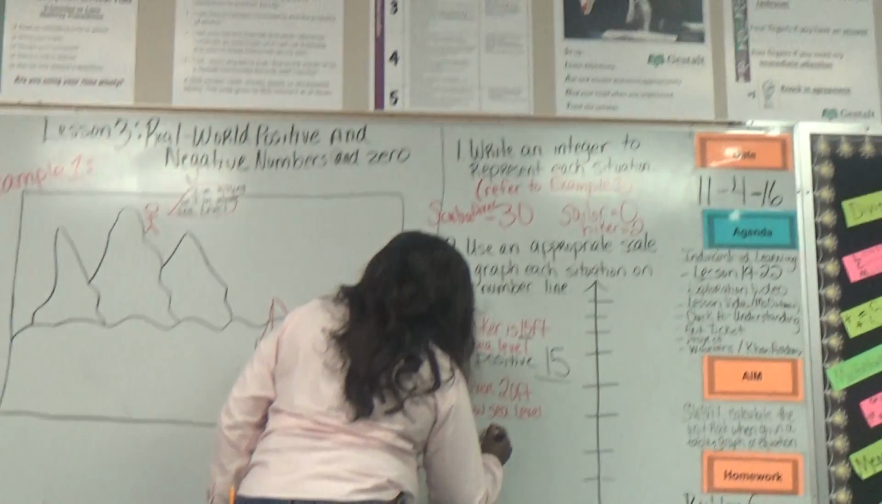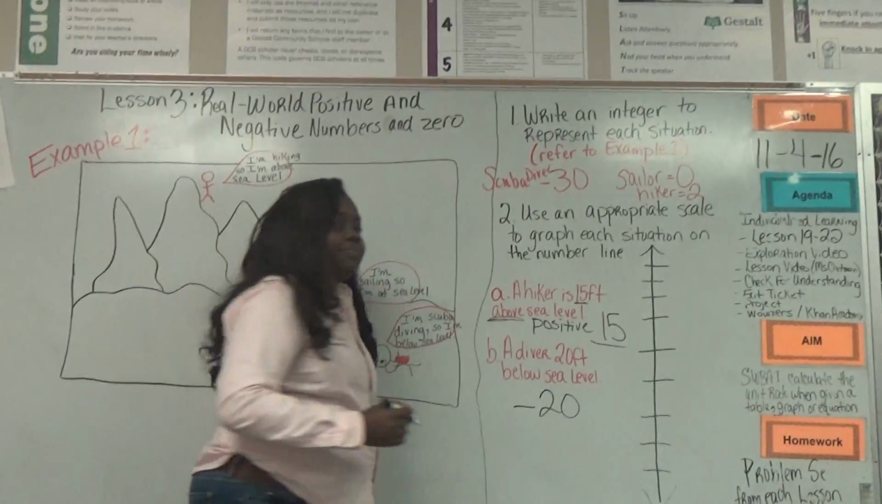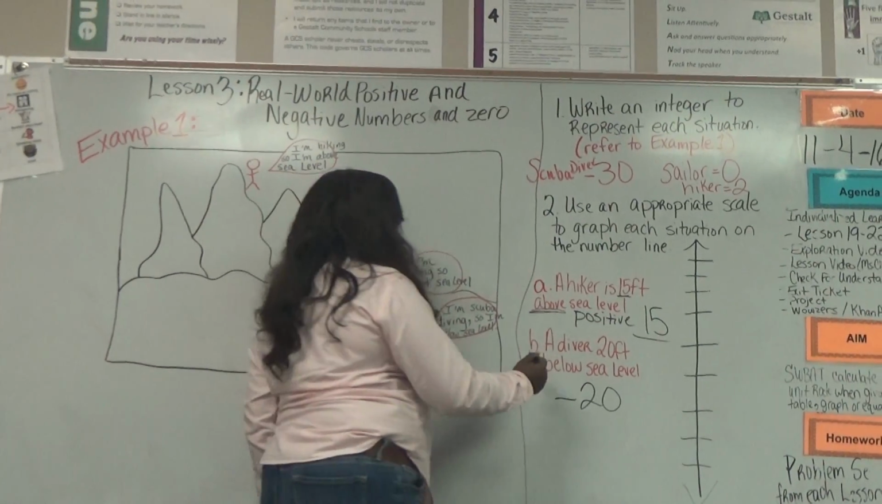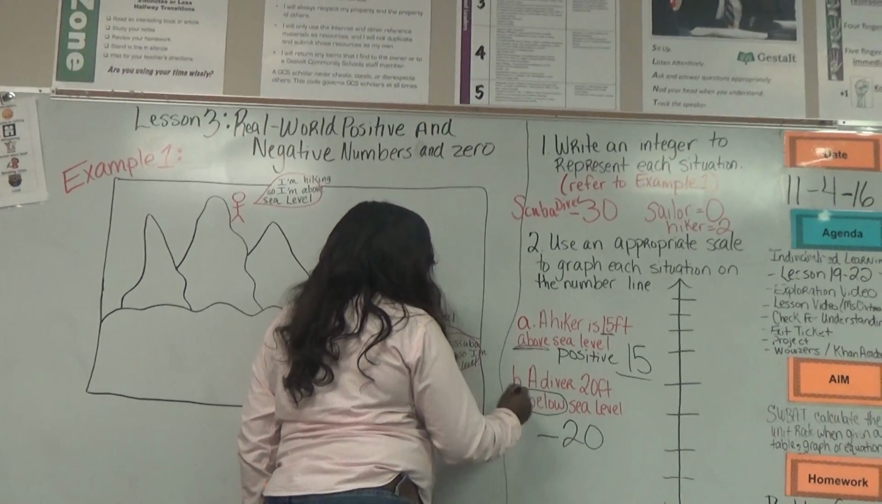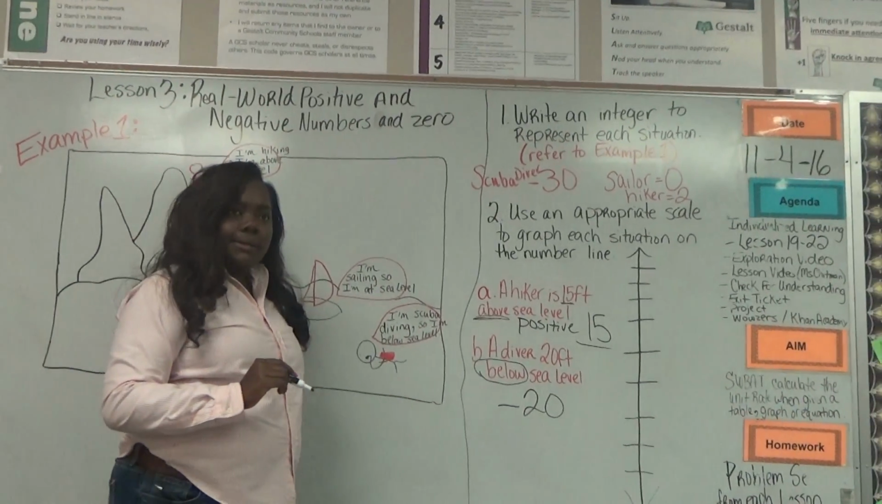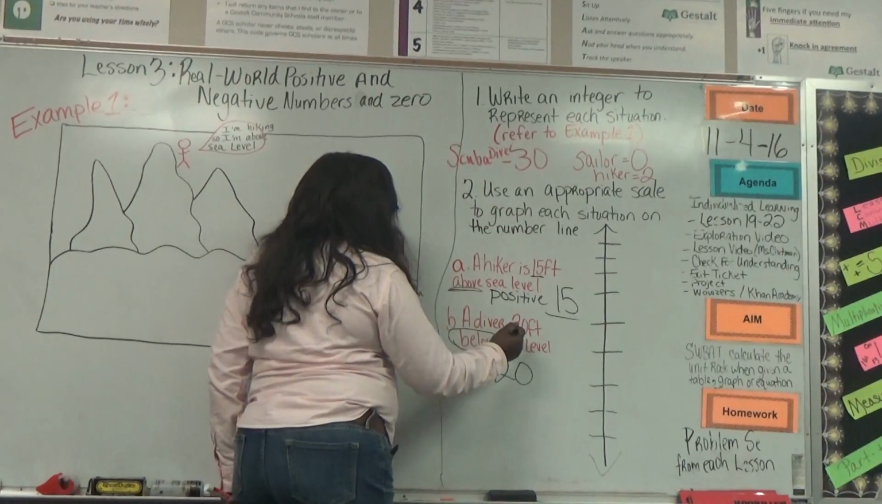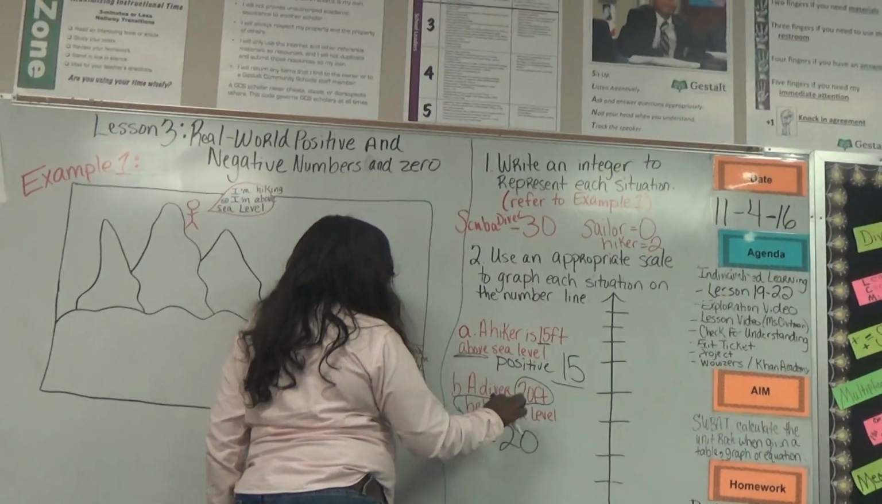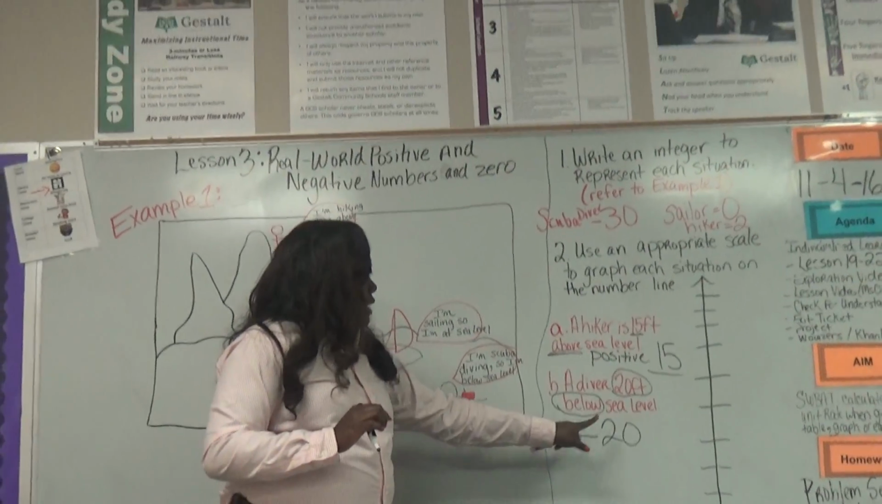What let us know that it was negative 20? The word below. How did I know to use the number 20? Because the diver is 20 feet, it said 20 feet, and then it used the word below. So I know that this is a negative 20.